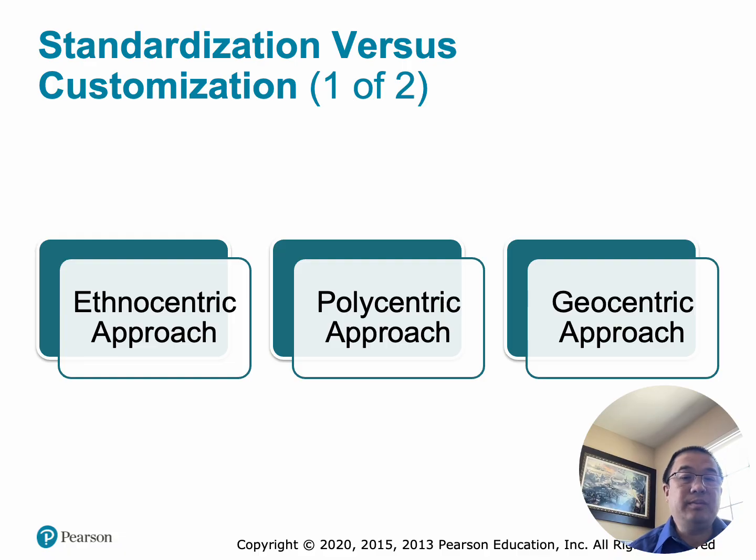Number 3, geocentric approach. The company, in this case, combines global efficiency with local responsiveness. Managers seek the best strategy regardless of national origin. The characteristics of this would be a balance between standardization and customization. There's global coordination, and there's selective local adaptation. The advantages are global brand consistency, local market responsiveness, and efficient use of resources. However, the disadvantages are a more complex management system and requires strong international coordination.